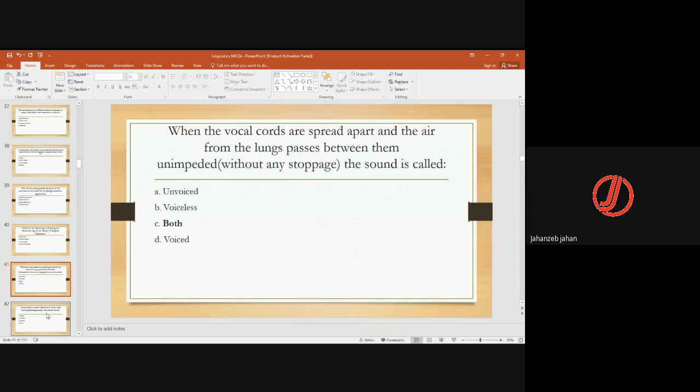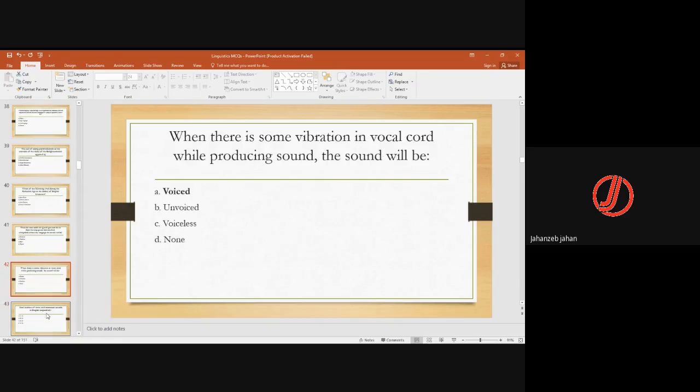The vocal cords are spread apart and the air from lungs passes between them unimpeded without any stoppage. So the sound is called unvoiced or voiceless. कि जब vocal cords spread हो जाते हैं और हवा lungs से होती हुई उनके vocal cords के अंदर से बगैर किसी रुकावट के गुजरती है तो जो sounds produce होती हैं उन्हें unvoiced या voiceless sound कहा जाता है.